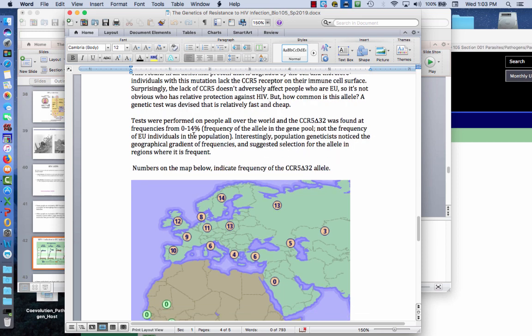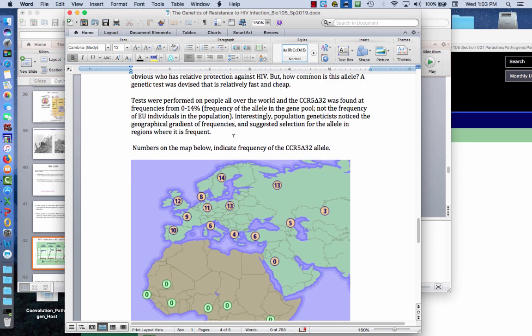So people wanted to look around the globe and see what is the frequency of this mutation. They found that it varied greatly, anywhere from 0 to 14%. Okay, so this is the frequency of the allele in the gene pool, not EU individuals in the population, because everybody has 2 copies of the gene, and so they could be homozygous, heterozygous, you get the idea, right? Anyway, the deletion exists anywhere from 0 to 14% of people.